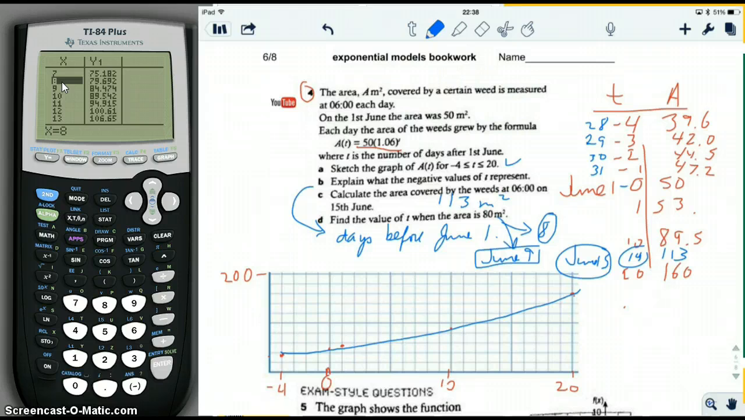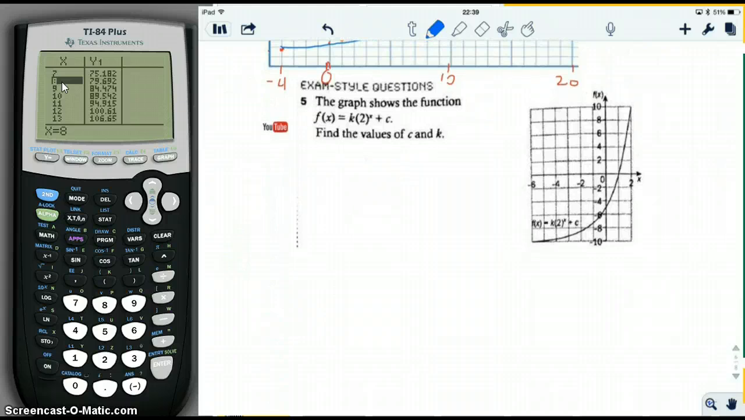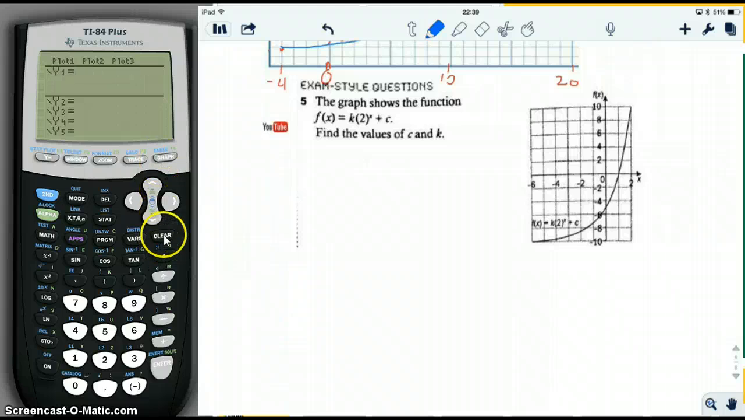All right. That's number 4. Now we're going to go down to number 5. Let's clear this. Okay, the graph shows a function k times 2 to the x plus c. Find the values of c and k.